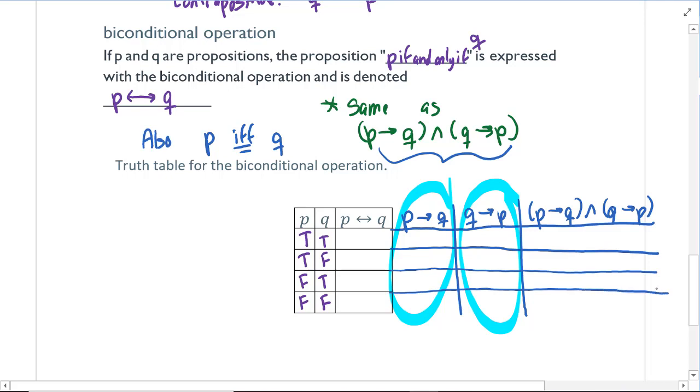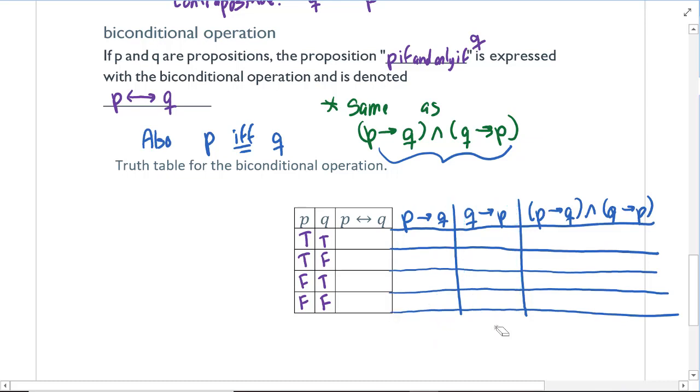Okay, hopefully that was enough stalling and you did actually give it a try, and it shouldn't be too terribly surprising. Remember, an implication is false only if we have true implies false. So for P implies Q, that is only false for the second row, and it's true everywhere else. And then reading from right to left, Q implies P is only false for the third row, true implies false, and it is true everywhere else.